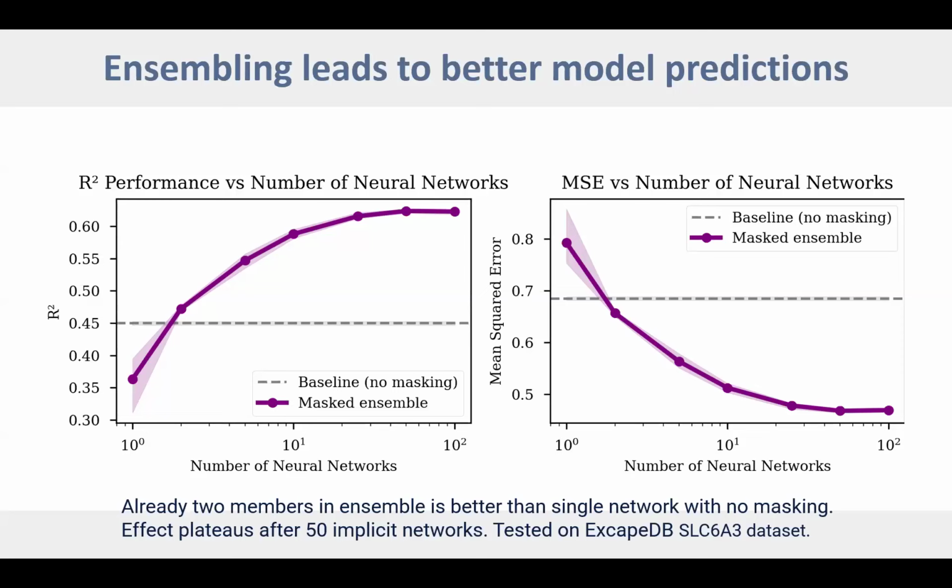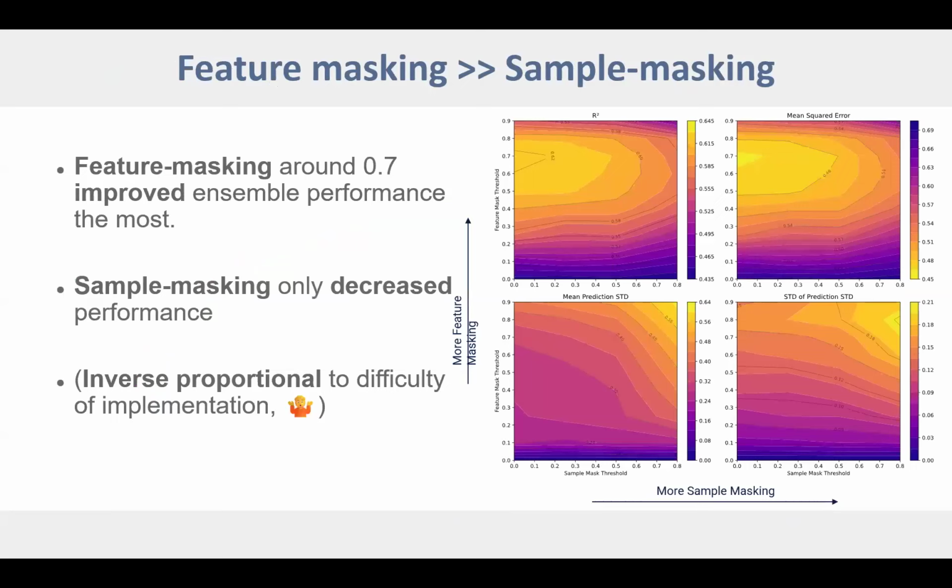I used a data set from ExCAPE-DB. So what about the feature masking versus the sample masking? I did some grid search, and feature masking around 0.7 seemed to be very good for this data set. We can see the light yellow areas around 0.7. But going to the right with more sample masking just didn't seem to do anything, or actually just be detrimental. So that seemed to be inversely proportional to the difficulty of implementation. Sometimes the simple ideas that are easy to implement also just work the best. But it was good to examine this.